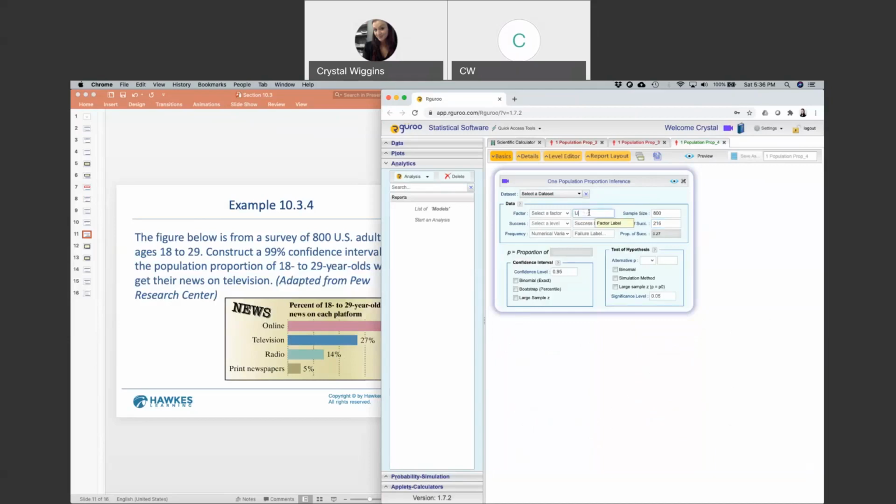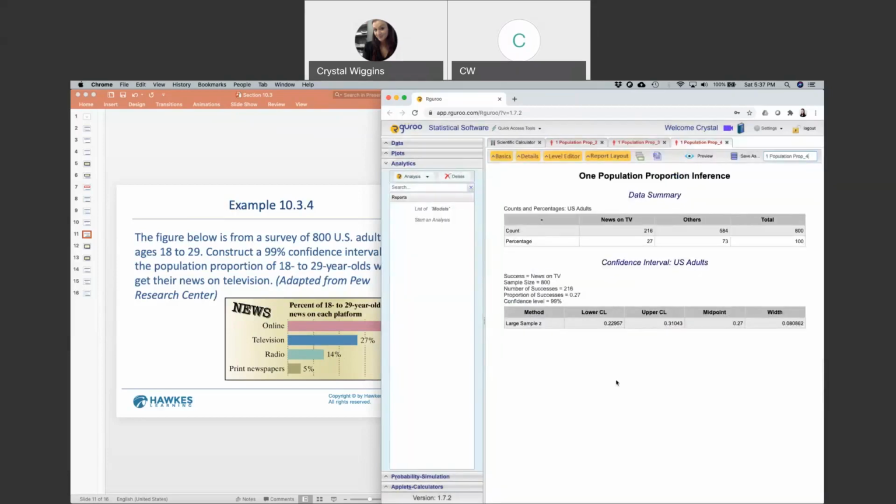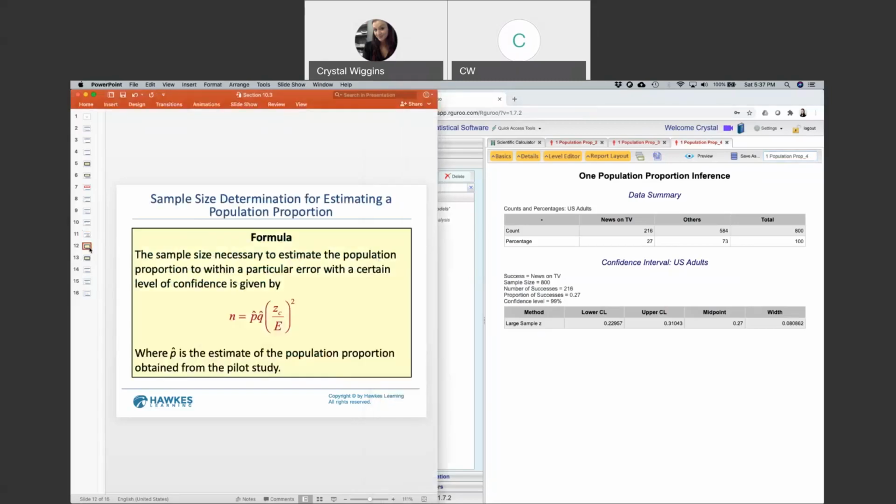So this is US adults, and I'm not going to bother typing in the age range. Probability of success is news on TV. And we are doing a 99% confidence interval, always using Z. So now I can say that I'm 99% confident that the proportion of US adults aged 18 to 29 that get their news from television falls within 0.22957 and 0.31043.